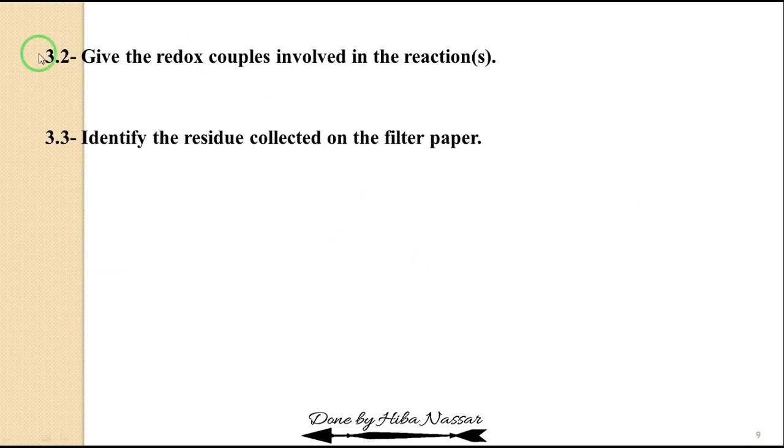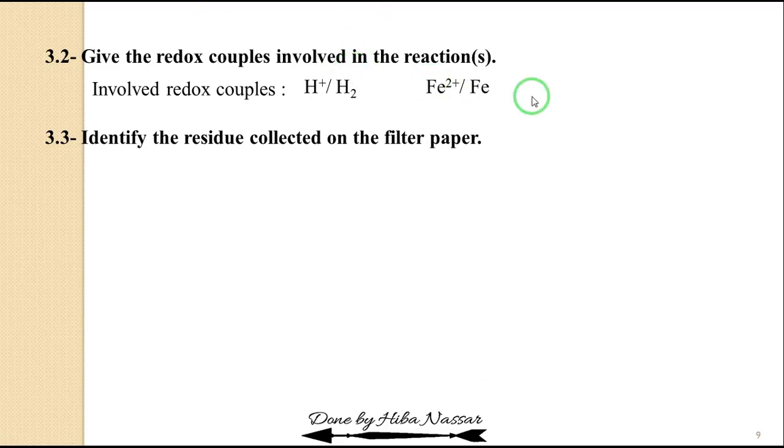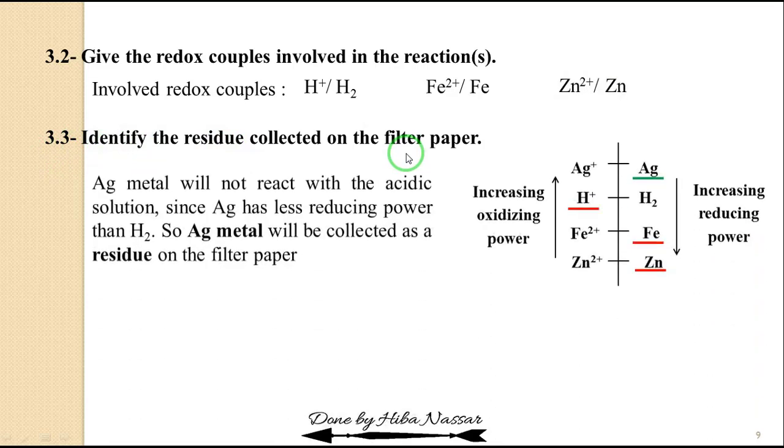Now question 3.2 asks for the redox couples involved in the reaction. The involved redox couples are H+/H2 coming from the acidic solution, Fe2+/Fe, and Zn2+/Zn. Now question 3.3, identify the residue collected on the filter paper. Silver metal Ag will not react with the acidic solution since Ag has less reducing power than H2, so Ag metal will be collected as a residue on the filter paper.